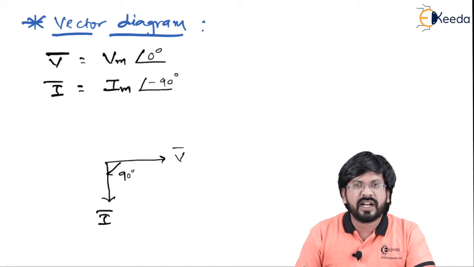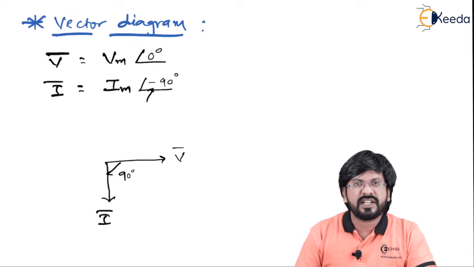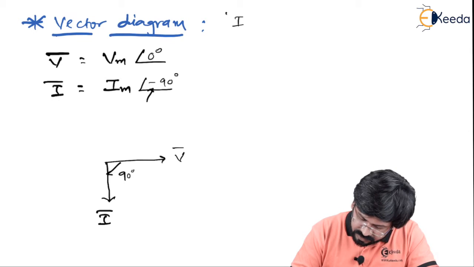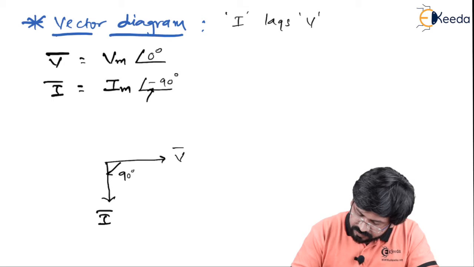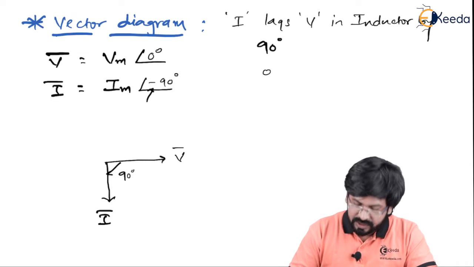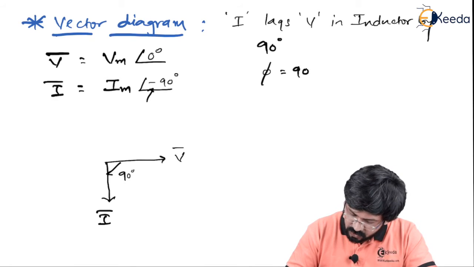We need to conclude something out of it. Do you find V vector and I vector are in the same phase? Answer is no. As we can see, this negative phase indicates current is lagging, and by how much angle is it lagging? By 90 degree. So we say that current lags voltage in case of inductor by 90 degree.